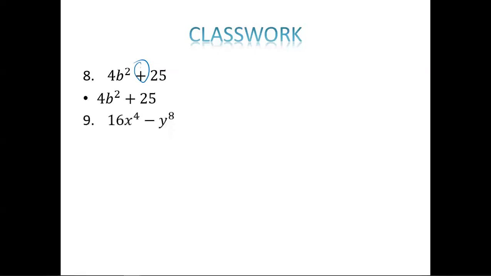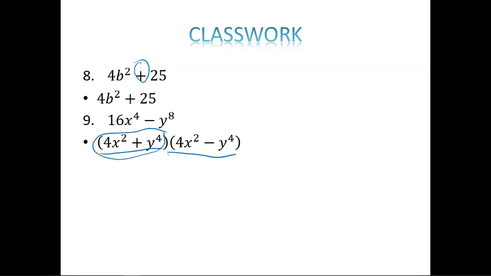What is the answer here? It's 4x squared plus y to the exponent of 4 and 4x squared minus y to the exponent of 4. Can I still factorize this? Firstly, can I factorize that? Why can't I factorize this? It is the sum of two squares. I can't. But this one I can factorize. Give me the factors then. It is 3x plus y and 2x minus y.